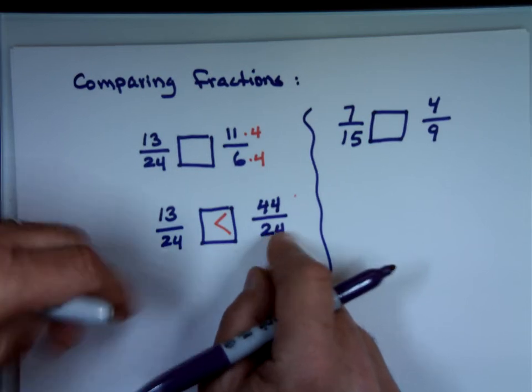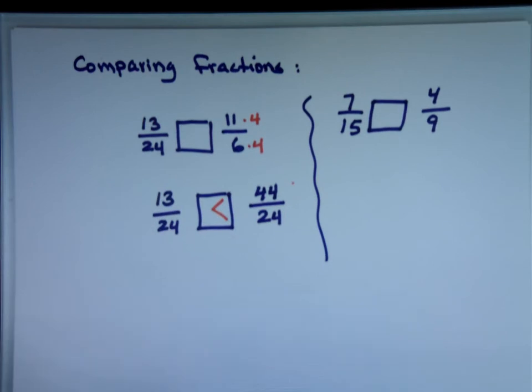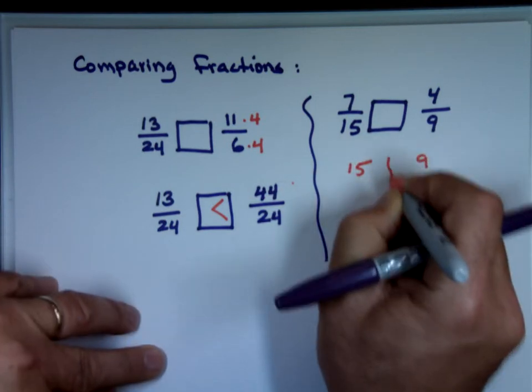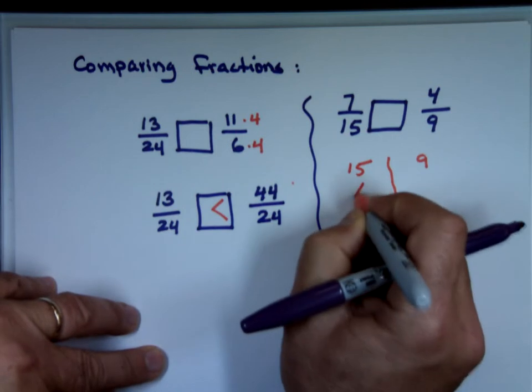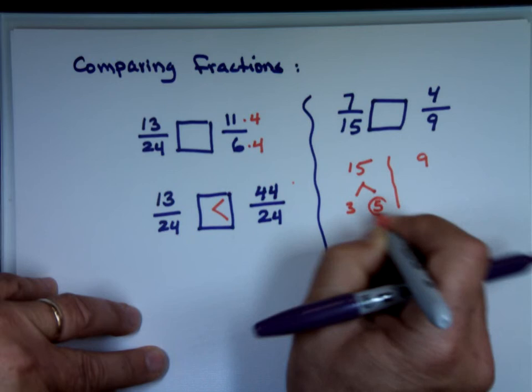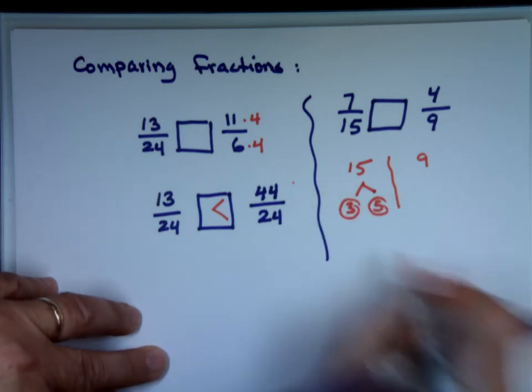Remember from last class? Least common multiple? Least common multiples, absolutely. Take the 15, take the 9, do prime factorizations. 15 is what? 3 times 5, both are prime numbers. So it's 1, 3 and 1, 5.